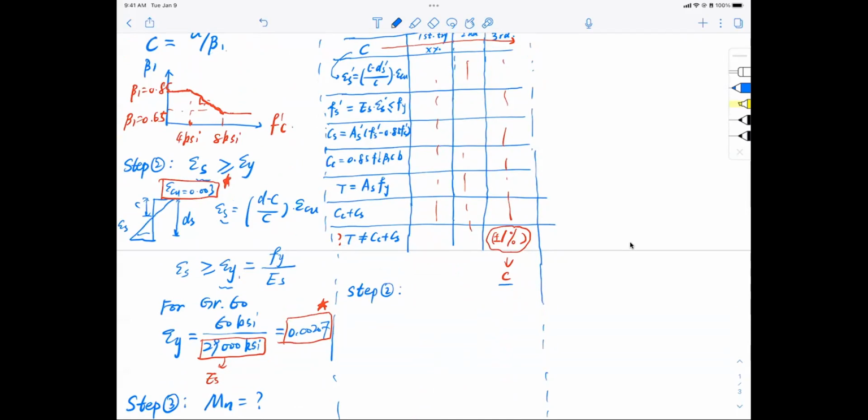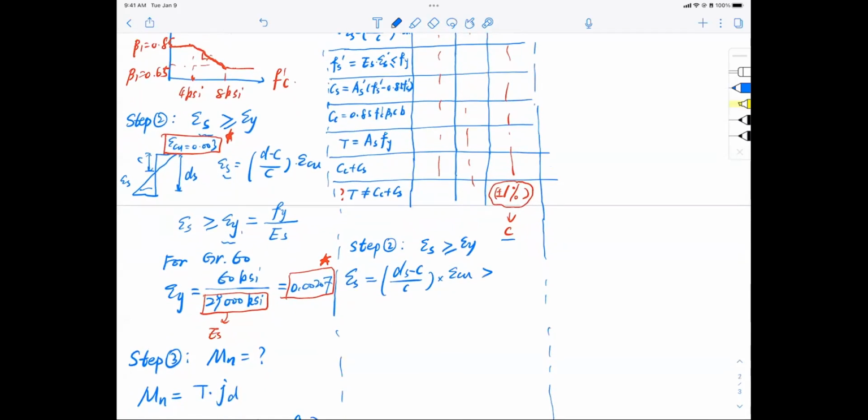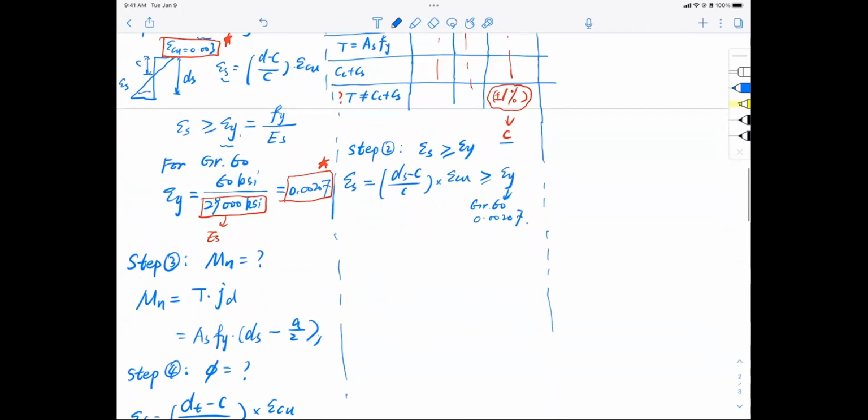And then step number 2, after you get a C here, you check your strain and make sure your strain yielded. Same thing as the singly reinforced section. So epsilon S equal to ds minus C over C multiplied by epsilon CU. And there's an equal sign I forgot here, apologize. And you have to make sure this one is bigger than epsilon Y, okay? And again, I remind you epsilon Y for a grade 60 rebar is 0.00207. Don't forget.